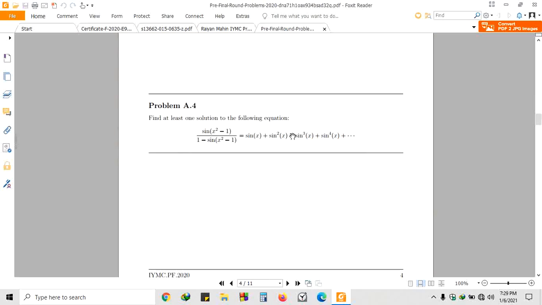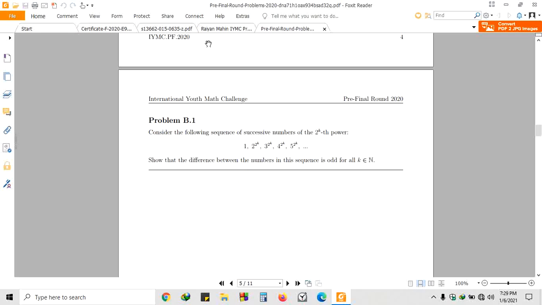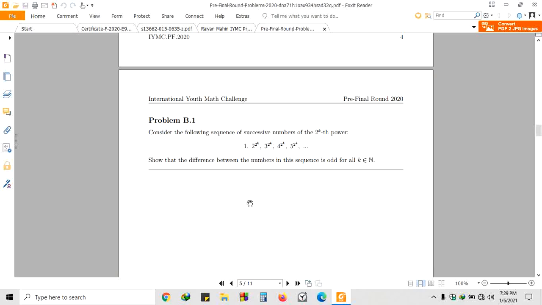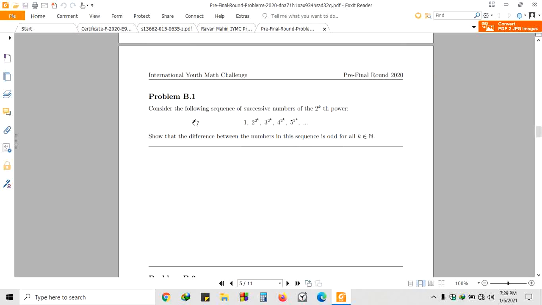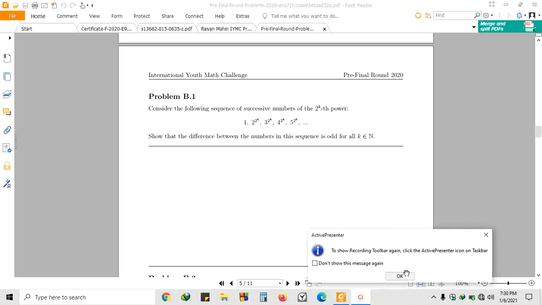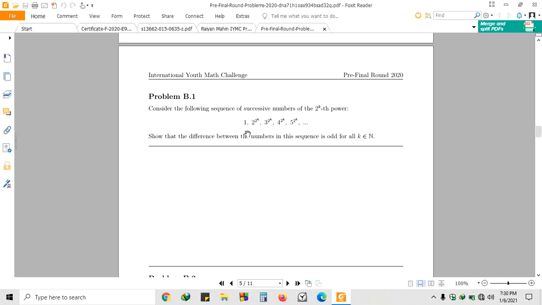Now let's go to the next problem. That was B.1. So here we are given a sequence of successive numbers raised to the 2 to the power k-th power, and the sequence was 1 to the power 2 to the power k, 2 to the power 2 to the power k, 3 to the power 2 to the power k, and thus goes on. We have to show that the difference between the numbers in this sequence will always be odd.